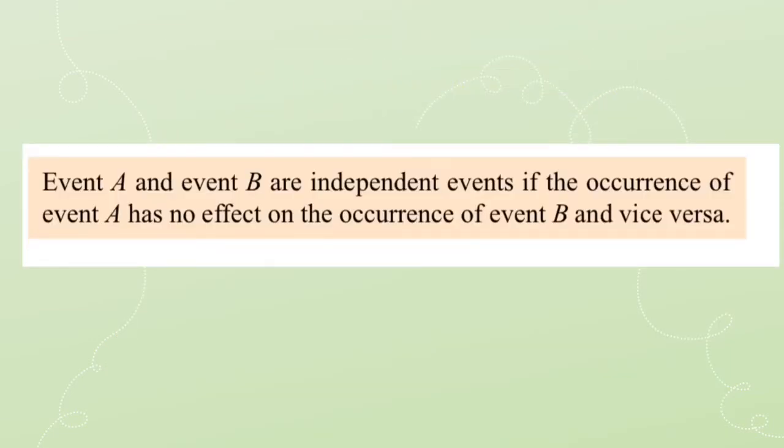Okay, students, today's learning standard is to differentiate between dependent and independent events. So how do you differentiate between independent and dependent events? Combined events can be categorized as dependent events and independent events. Event A and event B are independent events if the occurrence of event A has no effect on the occurrence of event B and vice versa. In other words, event A and event B are dependent events if the occurrence of event A affects the occurrence of event B.